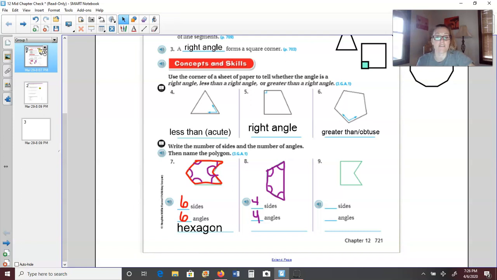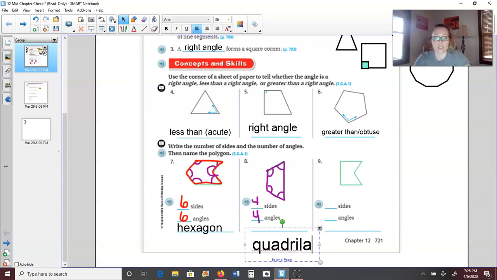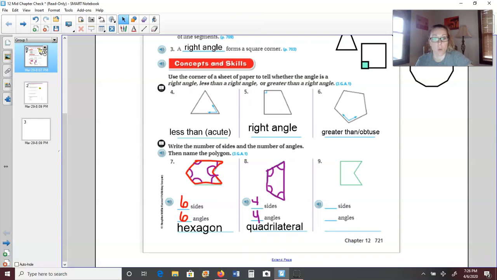But for any 4-sided figure, we call it a quadrilateral. Big, long, fancy word. Quadrilateral. Think of a quad when you go riding on a quad or 4-wheeling. A quad has 4 wheels. But just in case you were wondering, this is also called a trapezoid. That's its special name.